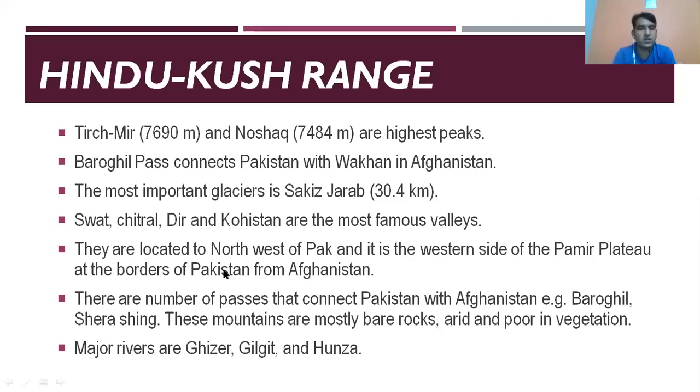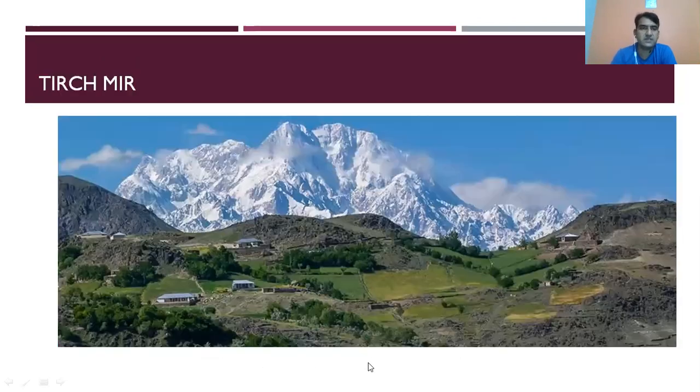They are also located in the northwest of Pakistan, on the west side of the Pamirs, bordering Afghanistan. So the Hindu Kush is in the northwest of Pakistan, especially close to Afghanistan. The major rivers found in the Hindu Kush are the Ghizer, Gilgit, and the Hunza. Tirich Mir, you can see, is the highest peak of the Hindu Kush mountains.